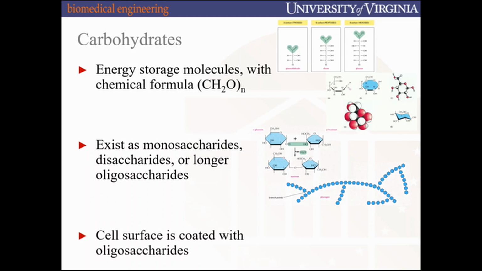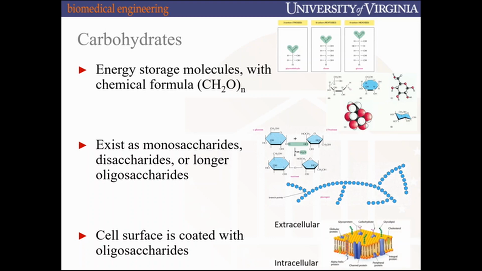One place where we see a ton of branched oligosaccharides is on the outside surface of a cell. This effectively forms a soft, sugary coat around the cell, and this comes from oligosaccharides covalently linked to membrane lipids and membrane-localized proteins.